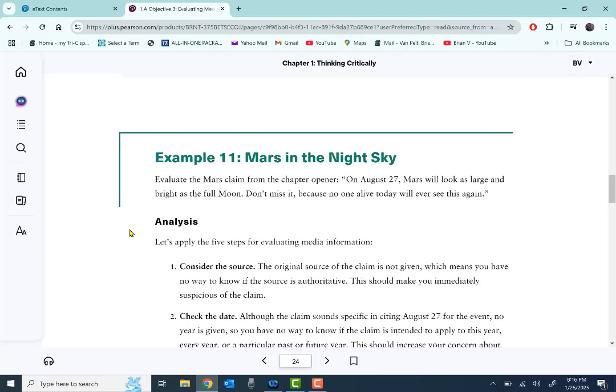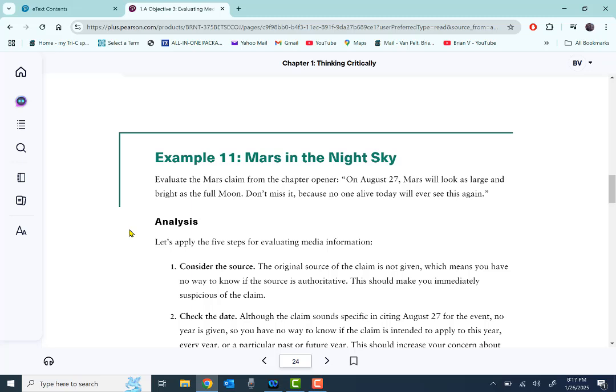This is an example of a fallacy. Mars in the night sky. So they want us to take a look at the following claim. This was on a newspaper, I believe, a headline on a newspaper. On August 27th, Mars will look as large and bright as the full moon. Don't miss it, because no one alive today will ever see this again. So let's take a look and go down the 5 steps as is suggested by the book.